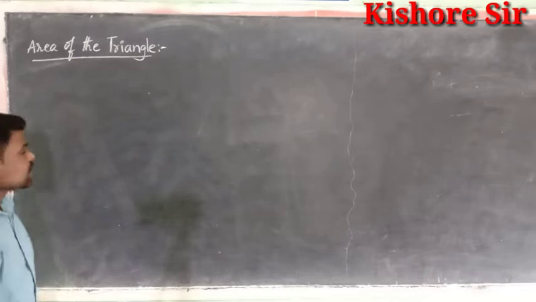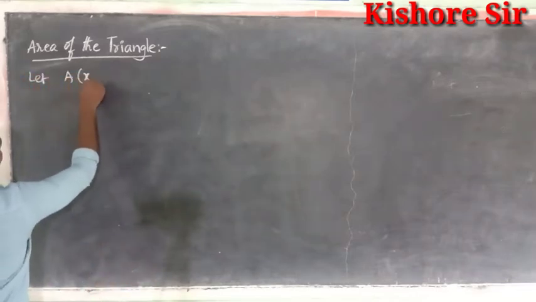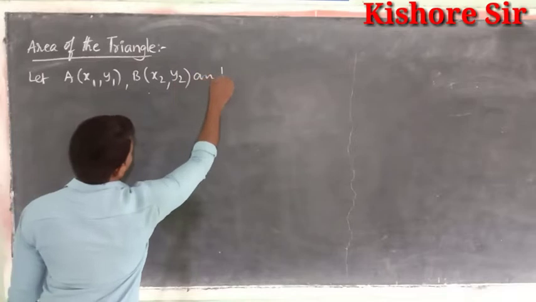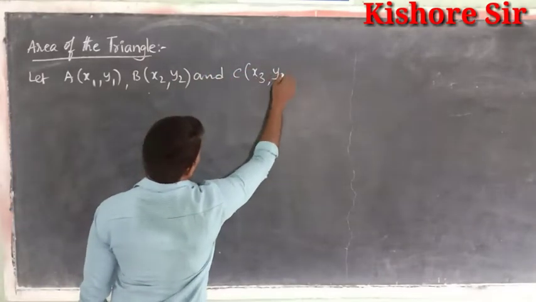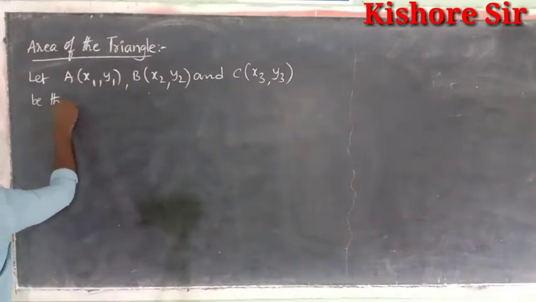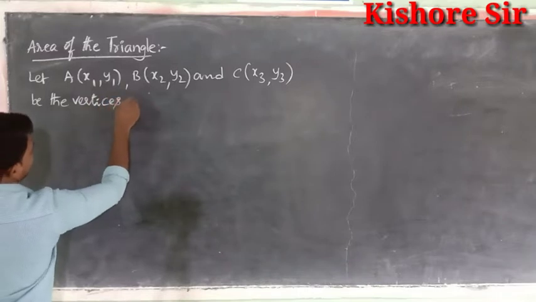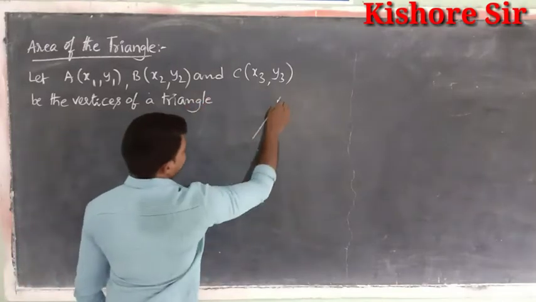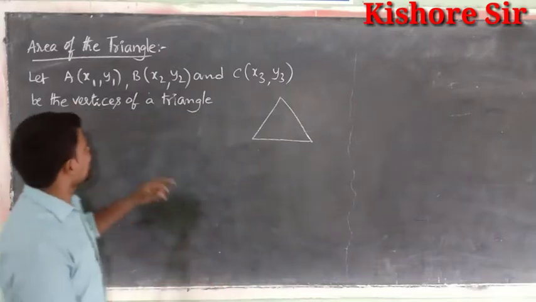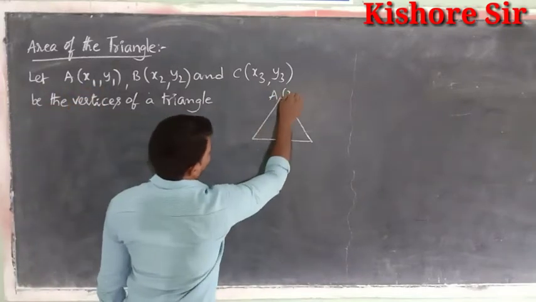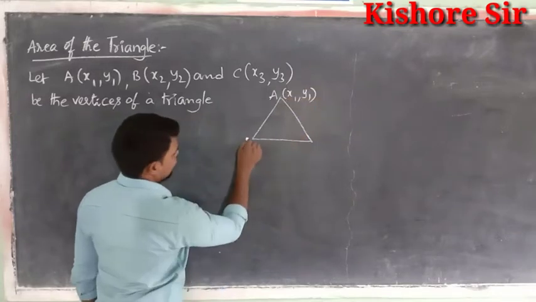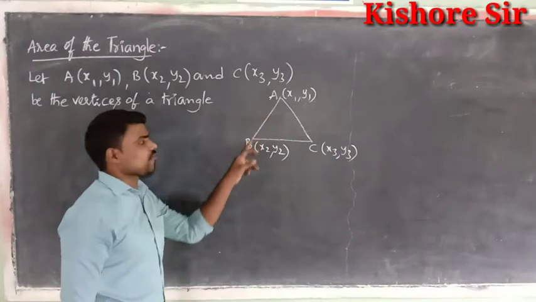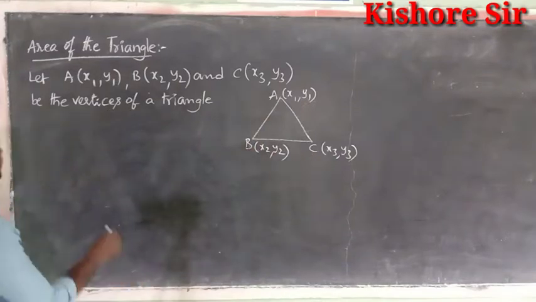Area of the triangle. Let A (x1, y1), B (x2, y2) and C (x3, y3) be the vertices of a triangle. Then the area of the triangle.